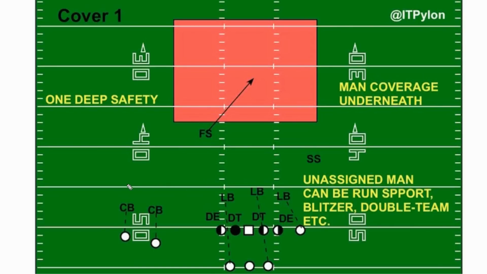And then just man coverage on the outside. Are they off or are they press? Where's your matchups? So those are the little variations of cover one. Again, you want to look. Someone's going to be in the middle of the field. That's why it's called cover one, guy deep.